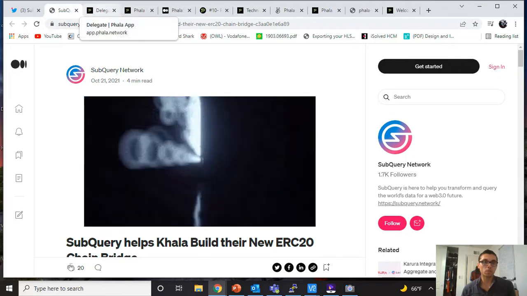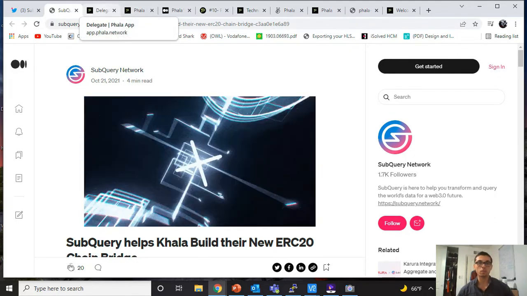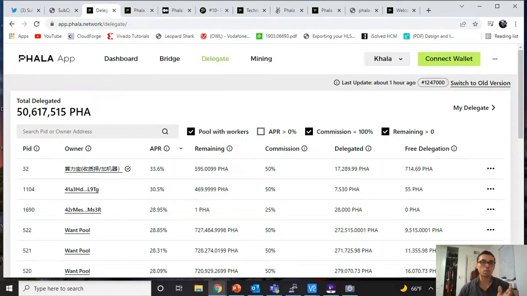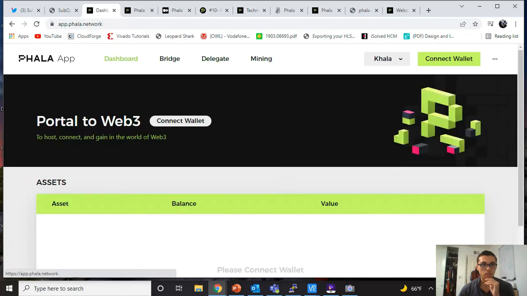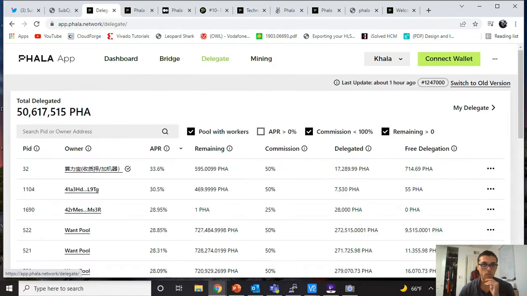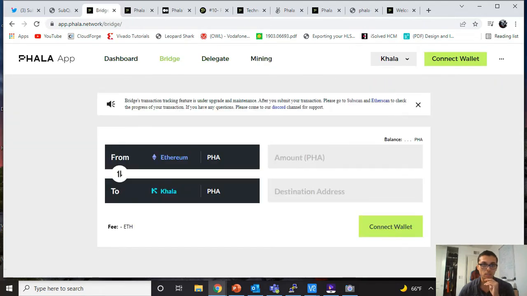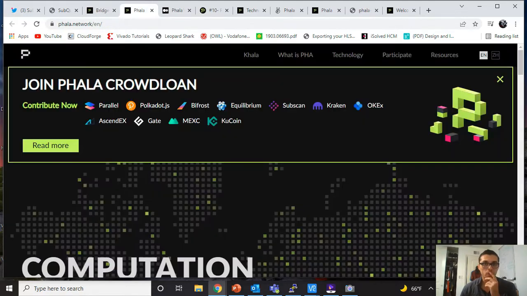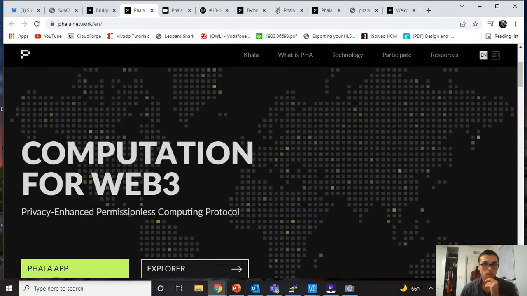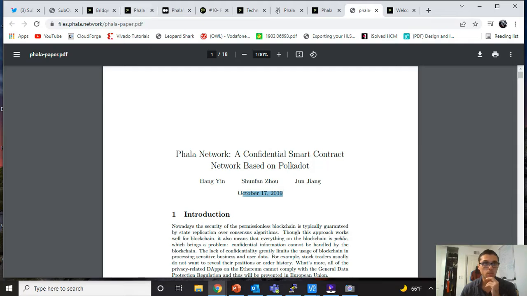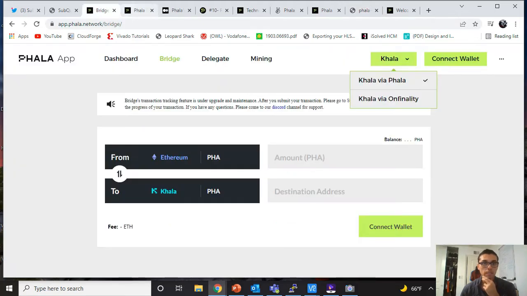So this is the only information I saw. They don't have much in terms of marketing, so I didn't really find much. I found a GitHub. It took me basically to this Phala network. And there's not much on this delegation and mining, so I guess it's just to facilitate this bridge. And then they have Phala via Phala and then Phala via on finality. I'm not sure about that. This project started, I believe, with white papers in October 2019. We'll circle back to that in a second.